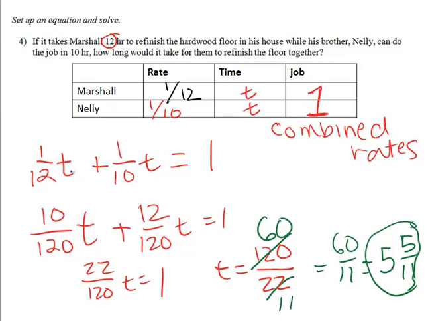So the big thing in here, figure out the person's rate times the time equals their part of the job. And this person's rate times time. If we combine the two of them, we get one job.